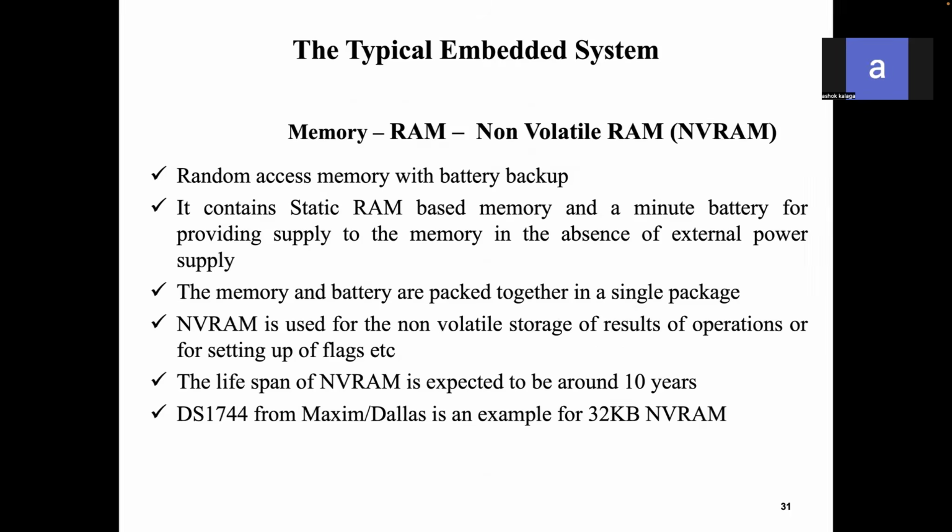If you provide battery backup to that random access memory, then it will become NVRAM, non-volatile RAM. The memory and the battery are packed together in a single package, and the NVRAM is used for non-volatile storage of results of operations or for setting up of flags, etc. The lifespan of NVRAM is expected to be around 10 years. The best example here is the DS1744, which is an example for 32 kilobytes NVRAM.